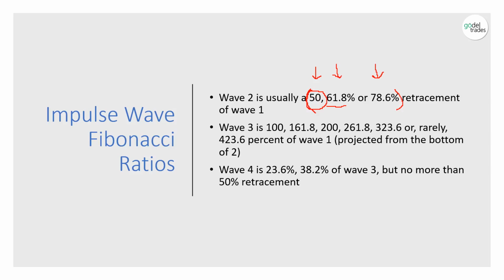Your wave 3 percent distance traveled is usually equal to 100%, a 161.8%, a 200%, a 261.8%, a 323.6%, or rarely a 423.6% relationship of wave 1. And what I mean by that, if you were to measure the distance of wave 1, project it from the bottom of wave 2, and look for a 161.8% extension of that, that's generally your third wave target.